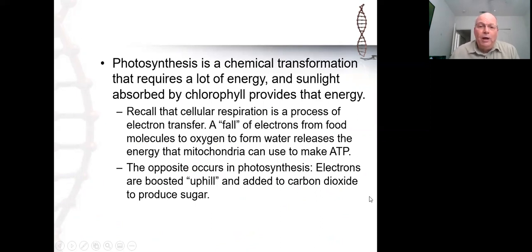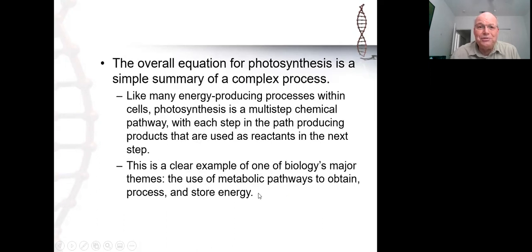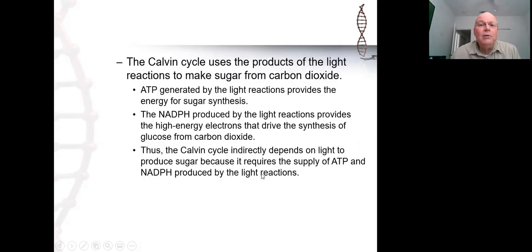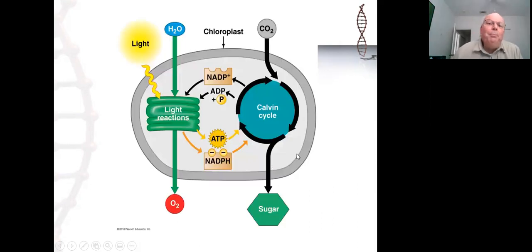So I've already talked about this, the idea of the electrons going downhill in respiration and now going up from water to produce the sugar. We need energy to do that. So there are 2 steps that are involved, known as the light reactions and the Calvin cycle. It's summarized in this diagram, which is a nice diagram as a starting point to understand the connections between everything.